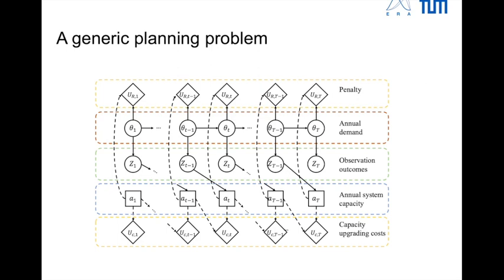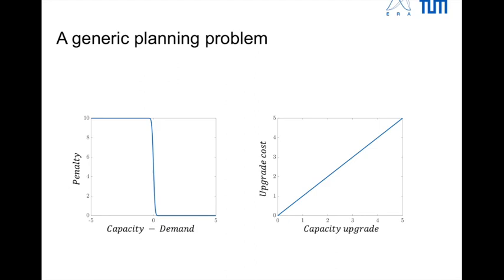This influence diagram represents this random process, where the round nodes are random variables and the square nodes are decision nodes, such as increasing a system capacity. The diamond nodes, on the other hand, are costs. In this study, we consider two types of costs. The first one is a penalty for the demand exceeding the capacity, and the second one is the cost that is incurred when we want to upgrade the capacity by a certain amount of units.